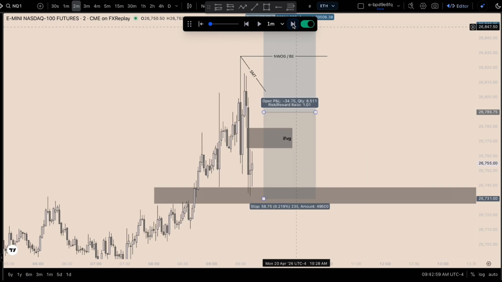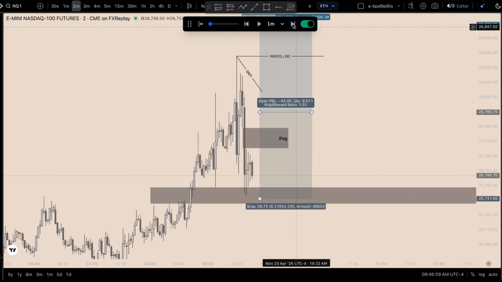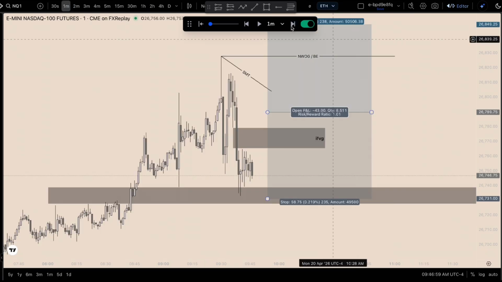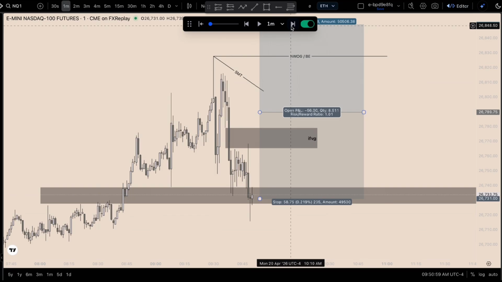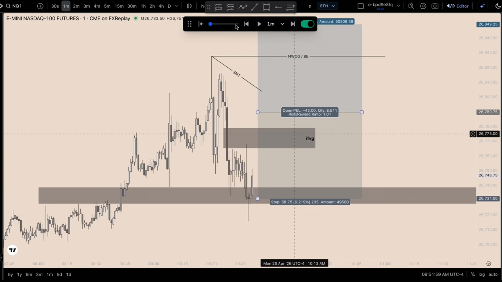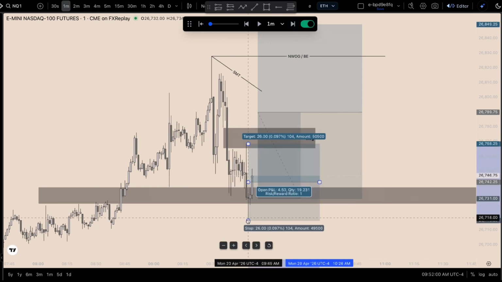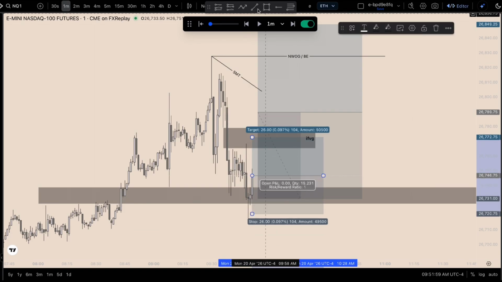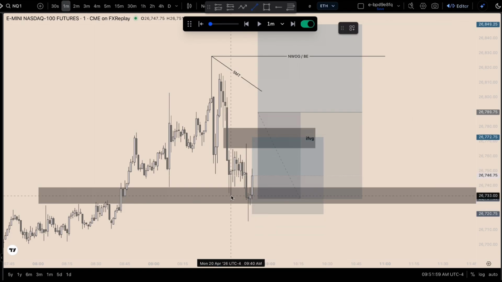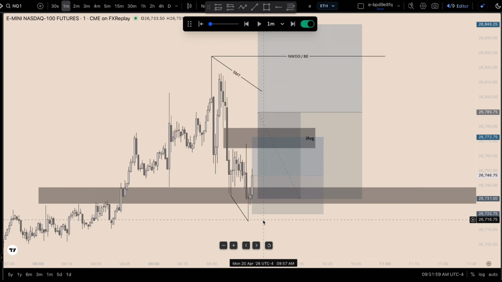So I'm waiting for this inverse. Then we end up just chopping around, and then we get this perfect 1-minute inverse right here, a super displacing close. We have a super good rejection wick here, and we also have an SMT at the low. So this is just a super A++ setup.